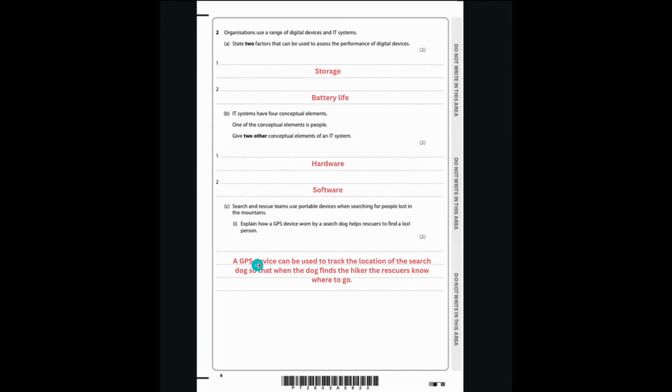There are devices where they can see where the dog's GPS is going, so the rescuers can see if the dog is sitting at a certain position for a longer time. At that time they try to find out, okay, maybe the dog has found something.